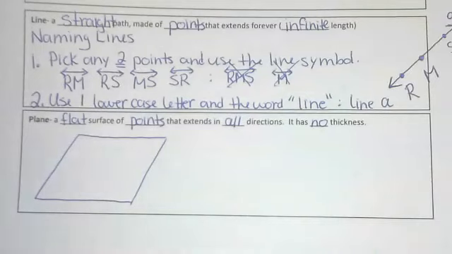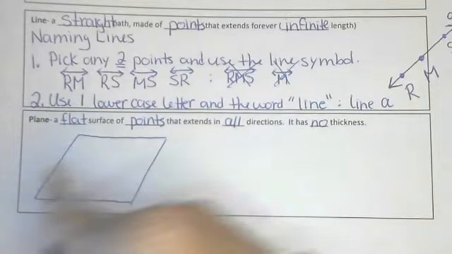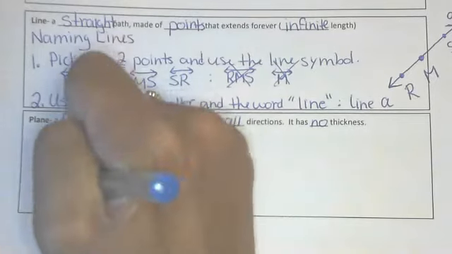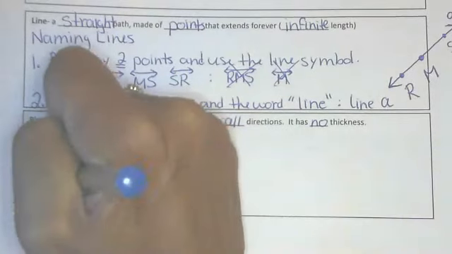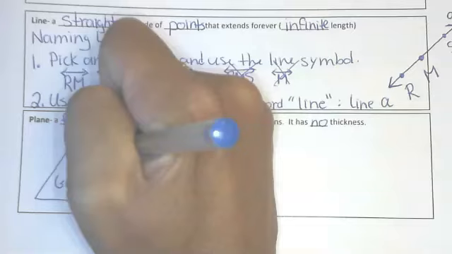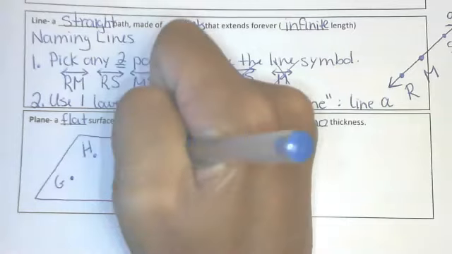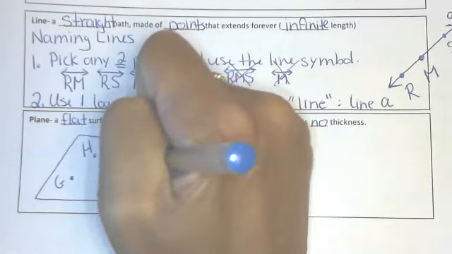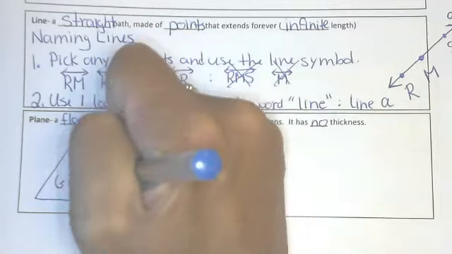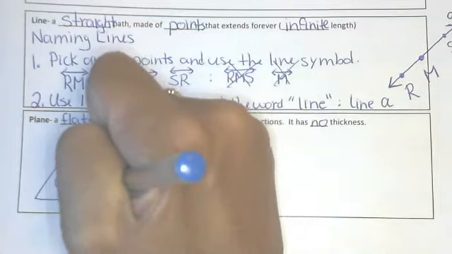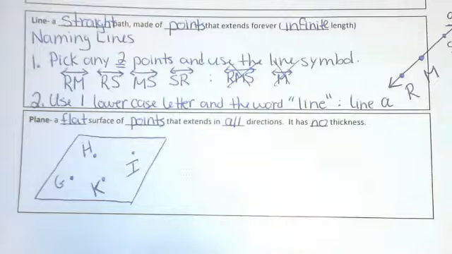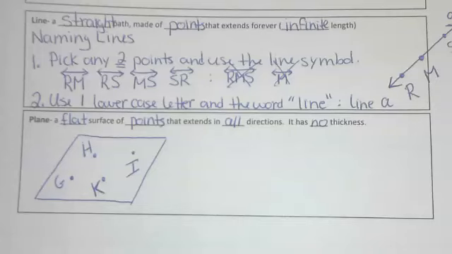So there's the parallelogram. I'm going to pick out a couple of points that we can name this plane. I'm going to go G, H, I, K. Notice I used all capital letters for my points.